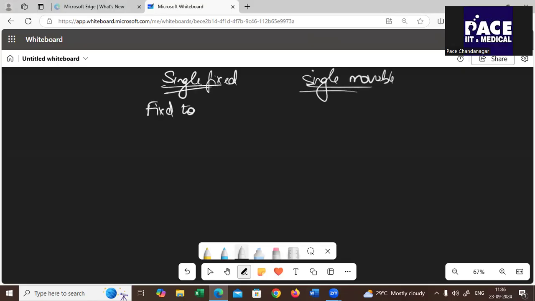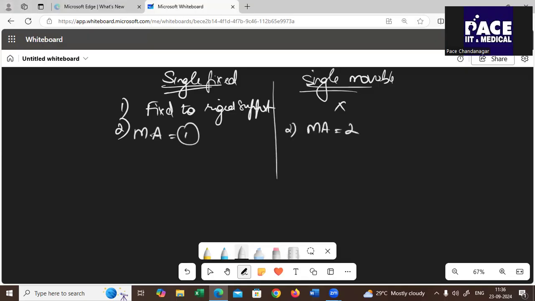Yes. So now let's talk about single fixed pulley and single movable pulley, the differences between them. Okay, single fixed and single movable. So what are the differences between them? It is fixed to a rigid support. And this is not fixed here. And if I have to talk about the second point, its ideal mechanical advantage is 1. Mechanical advantage here is 1, whereas in movable pulley, mechanical advantage is 2.